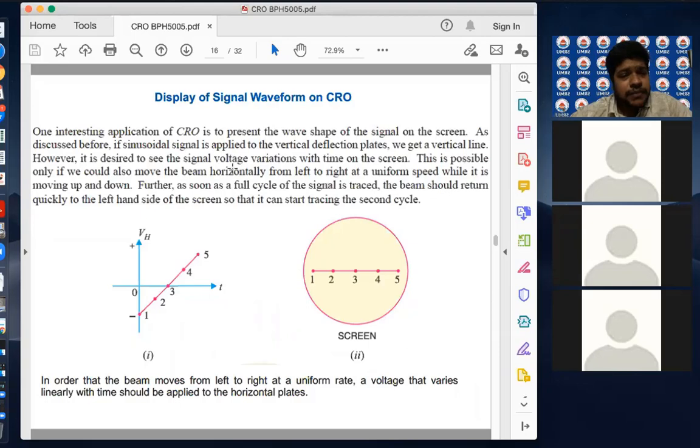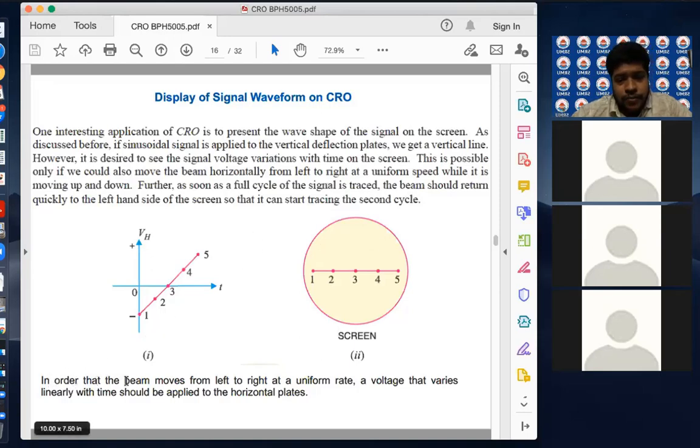This is possible only if we could also move the beam horizontally from left to right at a uniform speed, while it is moving up and down. Further, as soon as a full cycle of the signal is traced, the beam should return quickly to the left-hand side of the screen so that it can start tracing the second cycle. Okay, तो जो हम लोग बोले कि हॉरिजॉन्टल प्लेट्स पे हम कुछ ऐसा वोल्टेज देते हैं कि बीम हॉरिजॉन्टली मूव करे, and when it completes the cycle it should get back to the point. So this is how it should be moving.